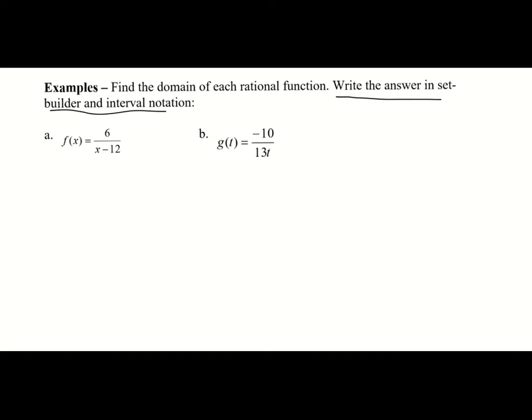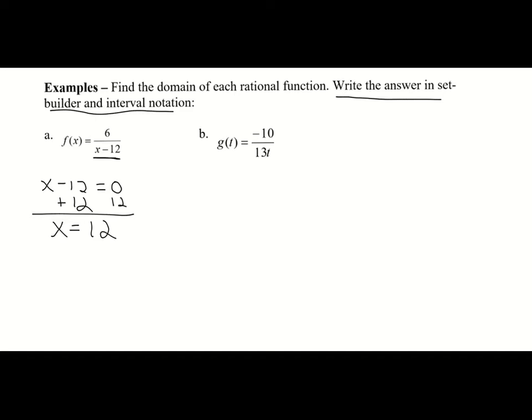So for A, again, we're concerned with that denominator to find the domain. I have x minus 12, so I'm going to find out where my domain is undefined. So x minus 12 equals 0. So we're going to add 12 to both sides. So this means that every number can be plugged into our equation except for 12.